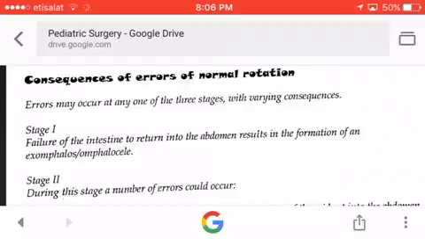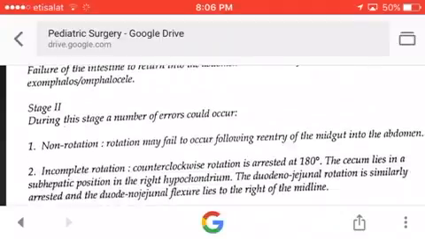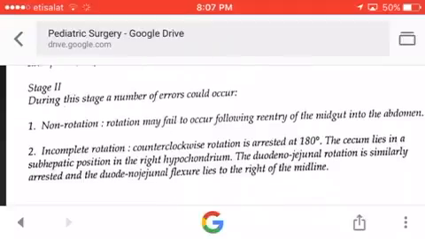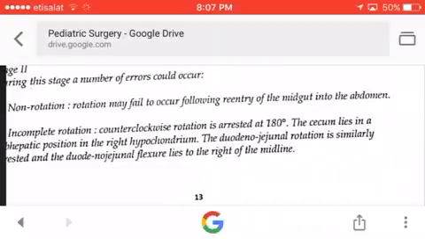Stage 1, failure of the intestine to return into the abdomen, resulting in the formation of the exomphalus and omphalocele. Stage 2, during this stage, a number of errors could occur. Non-rotation: rotation may fail to occur following re-entry of the midgut into the abdomen.